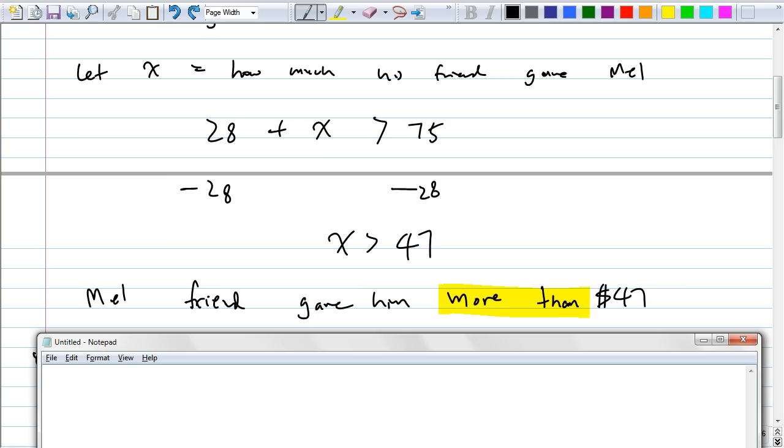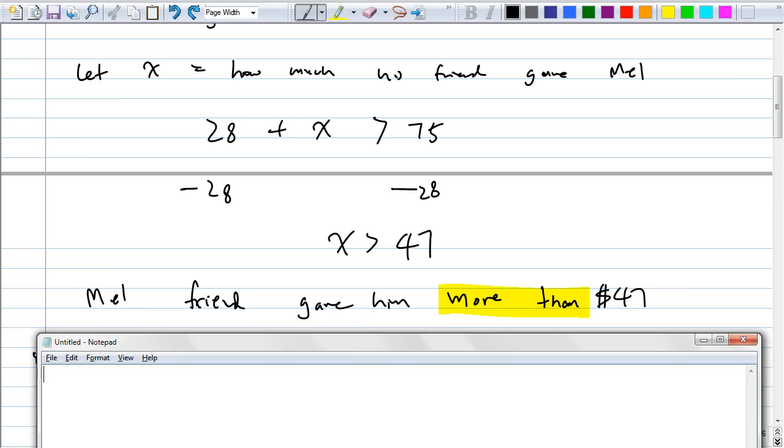So is it possible that his friend gave him $47 exactly? No, it is not. Why not $47 exactly? If it was 47 exactly, it'd be equal. It would not be greater. Very good. Now, what is then the minimum? What is the smallest amount of money that his friend could have given to Mel?